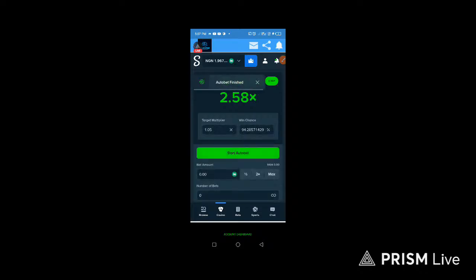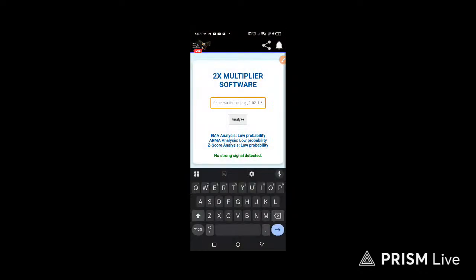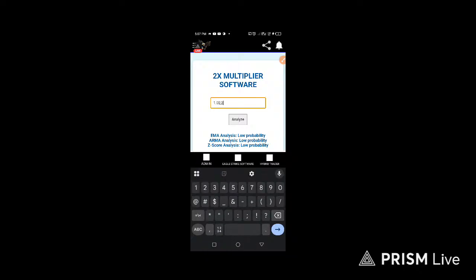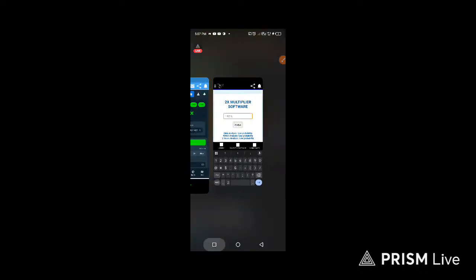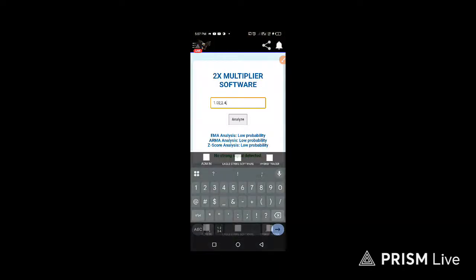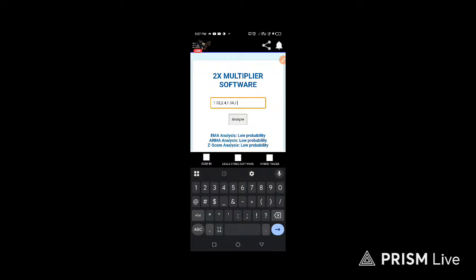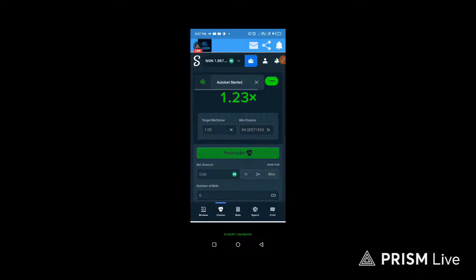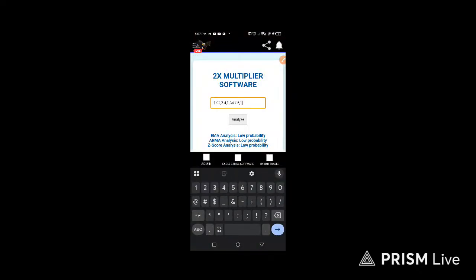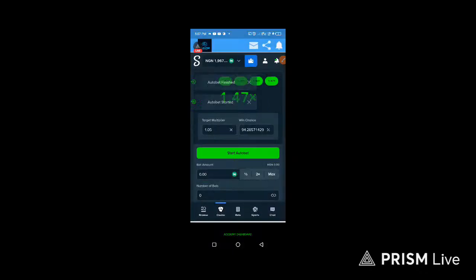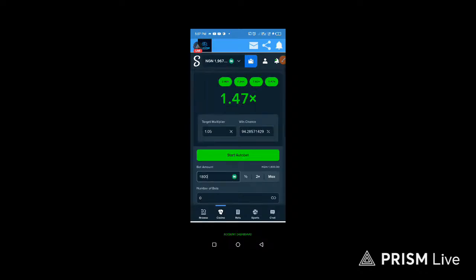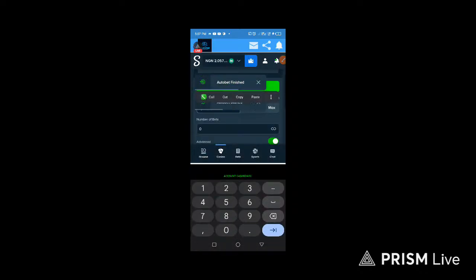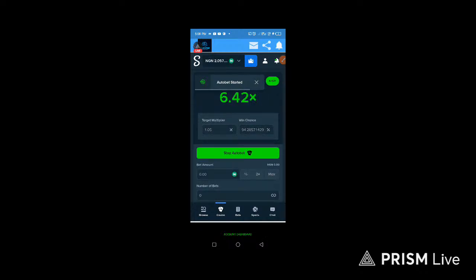So we have 1.02, 2.40. We have 1.34, 7.60. And we have 1.47. I think this one is valid. Okay, good. So we are going to enter to recover, and boom. It remains one more trade. One more recovery trade, and that's where we can start milking all of these multipliers you are seeing here.